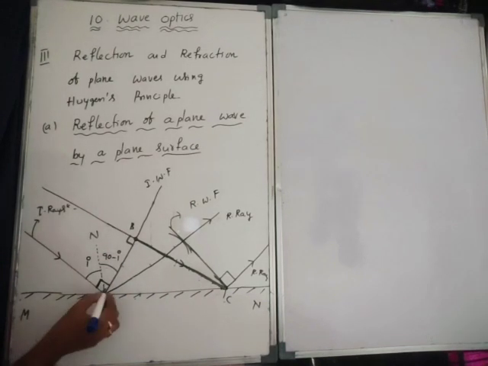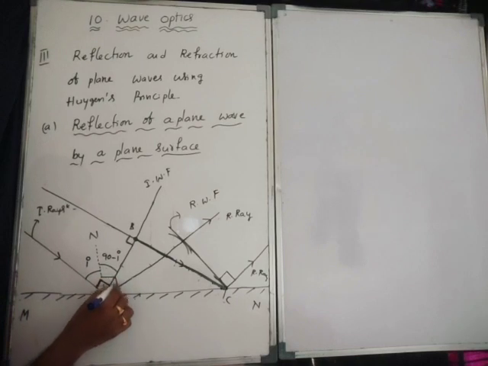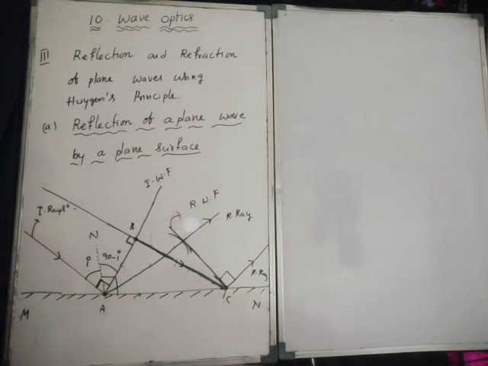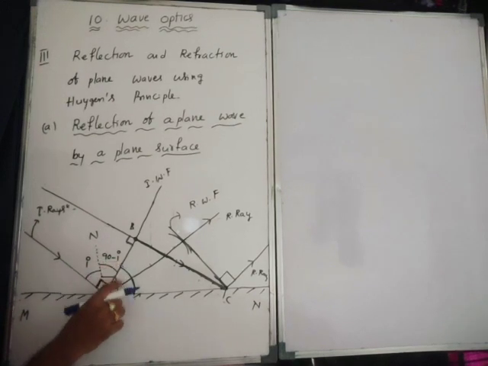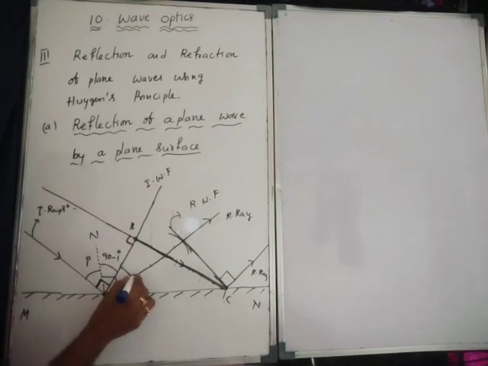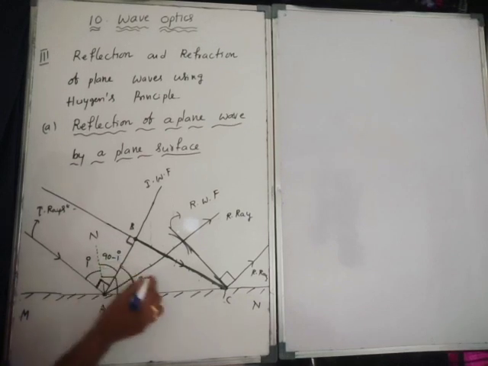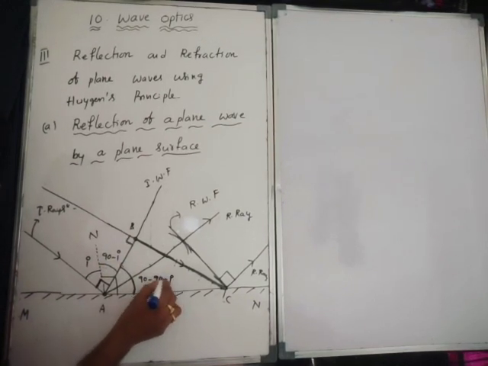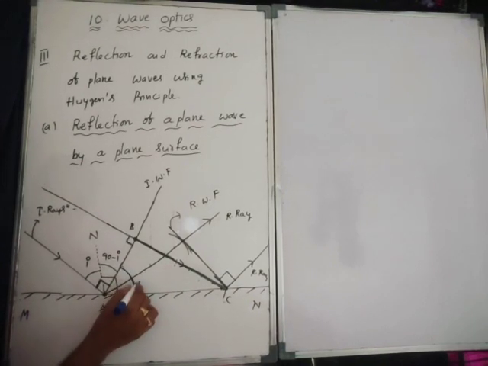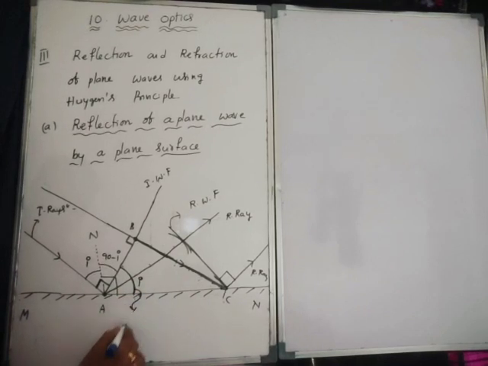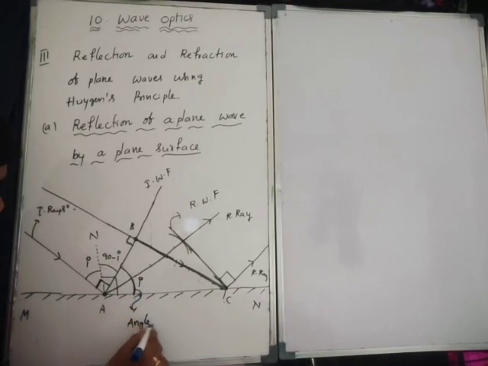90 minus I. So the total from here to here is 90 degrees. From here to here, I will consider this 90 minus I. From here the total is 90, so we can subtract: 90 minus (90 minus I), so the 90 gets cancelled and I will come. Therefore this total angle is I, where I is equal to the angle of incident wavefront.